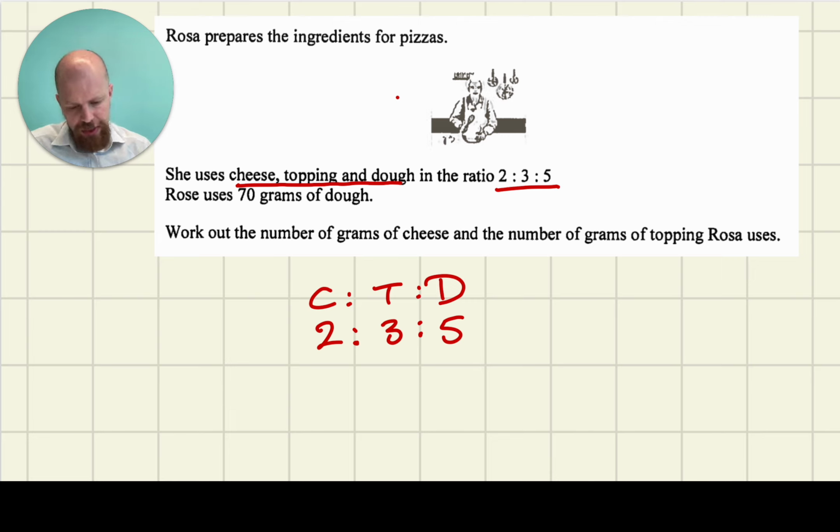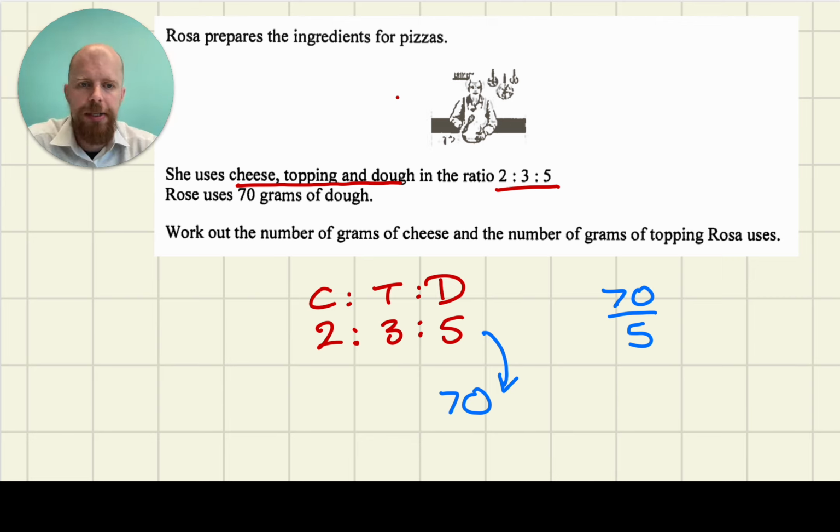We know that Rosa is using 70 grams of dough in total. So what I need to do is work out how I get from dough, which is 5 in the ratio, up to 70. And what I'm going to do is do a simple division. I'll do 70 divided by 5. As a quick tip, to divide by 5, you can divide by 10 and times by 2. 70 divided by 10 is 7, times by 2 is 14.